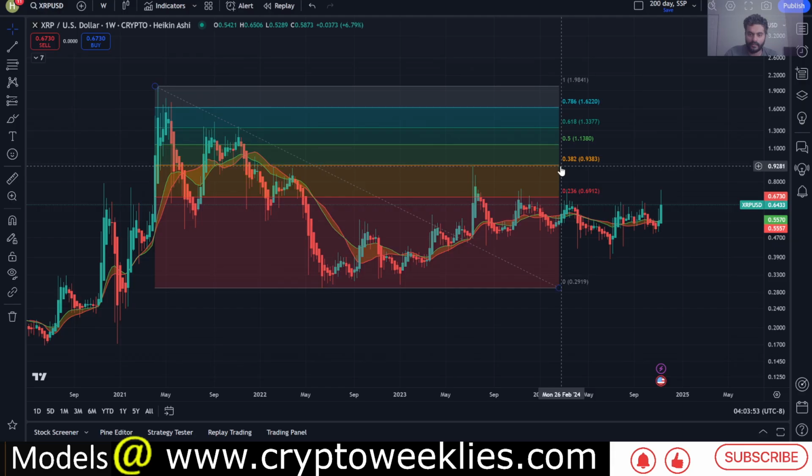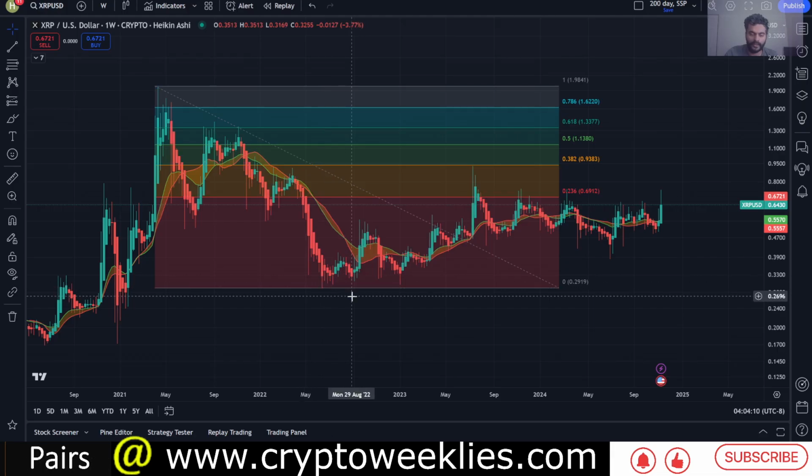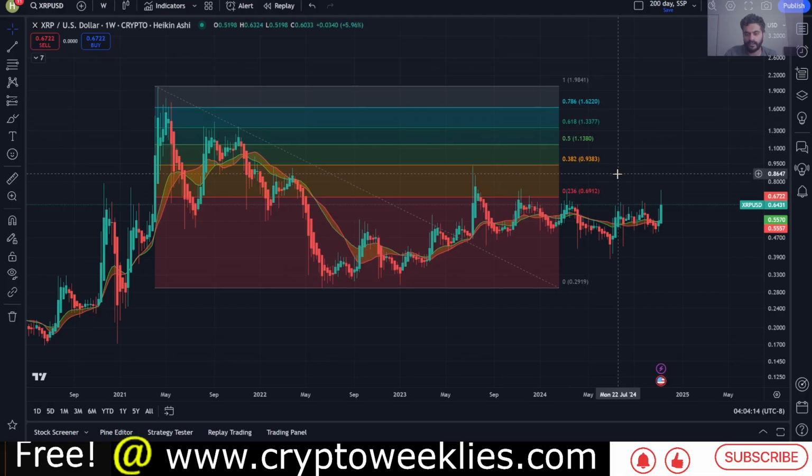Then the 0.382 Fibonacci level at around 93 cents. So that's the secondary level to watch. And the third level to watch is at around $1.13, which would represent about retracing half of the move from the bear market low of about 30 cents to the bull market high of about $2. So those are the three key levels to watch.